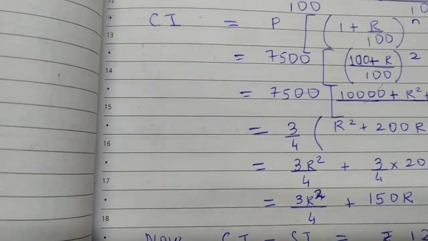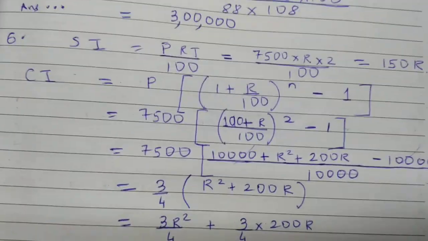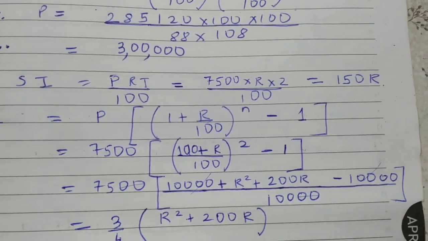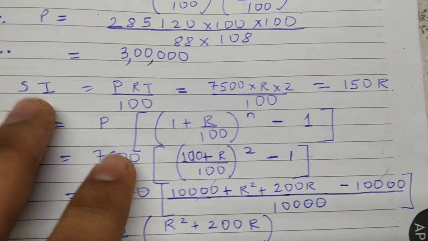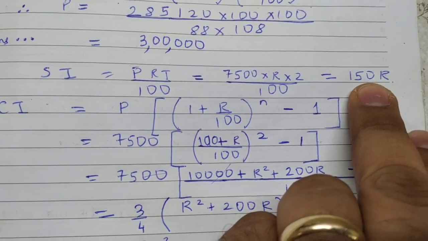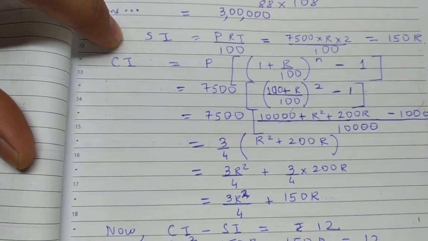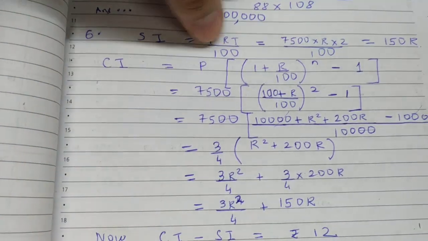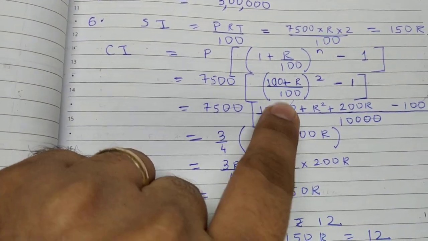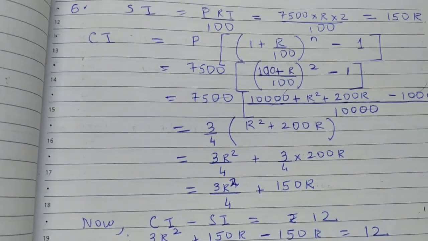So we start off with solving and finding the value of SI. Normal formula, P's value is given, T is given. So we can get the value of SI in terms of R, 150R. Similarly, we shall calculate CI using the usual formula. Substitute the value of P. Here remove the LCM. N is 2 years minus 1.